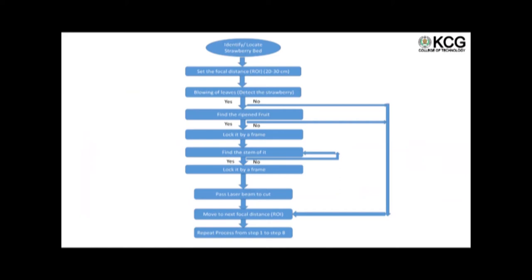Then move to the next focal distance. Next focal distance means the next 30 centimeters. The machine will do this autonomously, guys. The process will repeat from step 1 to step 8. So guys, I told you the logical mindset you need to have. This is the simple logical mind when you are about to build this project. But when you face this in real time, you will face a lot of challenges that you can moderately change as time goes by when you build upon this project.